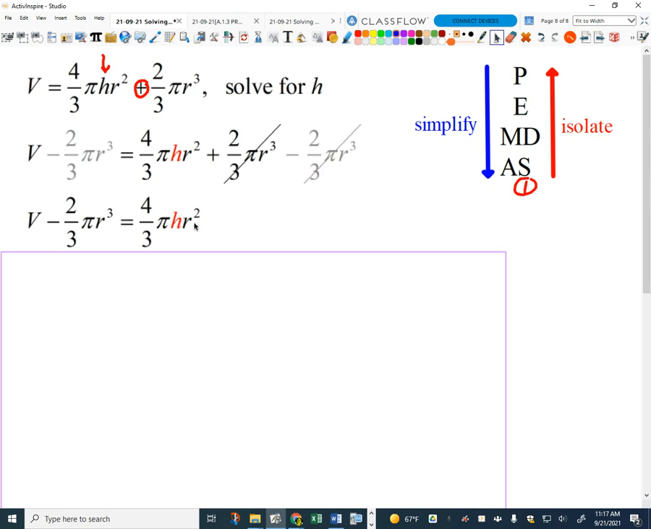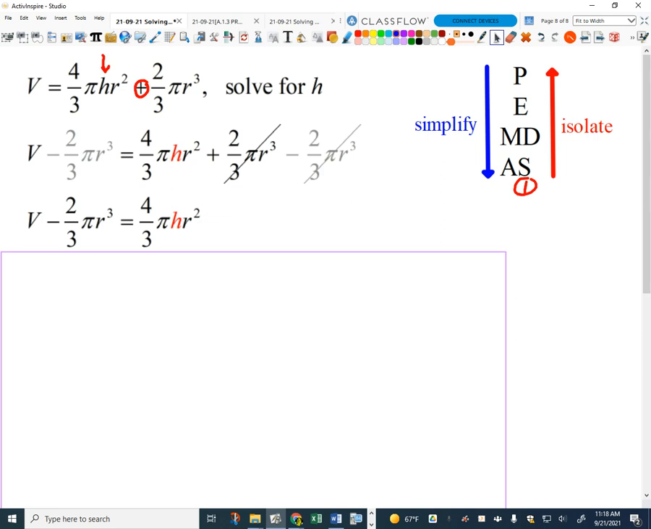What else? The pi's being multiplied, isn't it? So I could divide each side through by pi. Okay. Now the 4/3, we could multiply by the reciprocal if we want to. That's fine. But let's take it in separate pieces. The 4 is being multiplied, so I could divide by the 4. What about that 3? The 3's on the bottom. How do I undo dividing by 3? Multiply by 3.